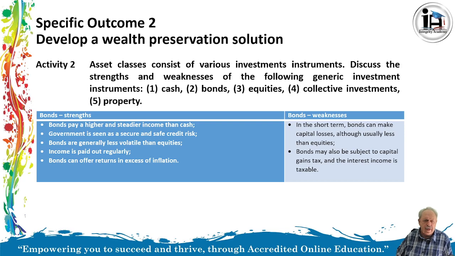Right, if we look at bonds, that's now government or semi-government bonds, and the strengths of these bonds. Bonds pay a higher and steadier income than cash. Government is seen as a secure and safe credit risk. Bonds are generally less volatile than equities. Income is paid out regularly. Bonds can offer returns in excess of inflation. The weaknesses: in the short term, bonds can make capital losses, although usually it's less than equities. Bonds may also be subject to capital gains tax, and the interest income is also taxable on bonds.